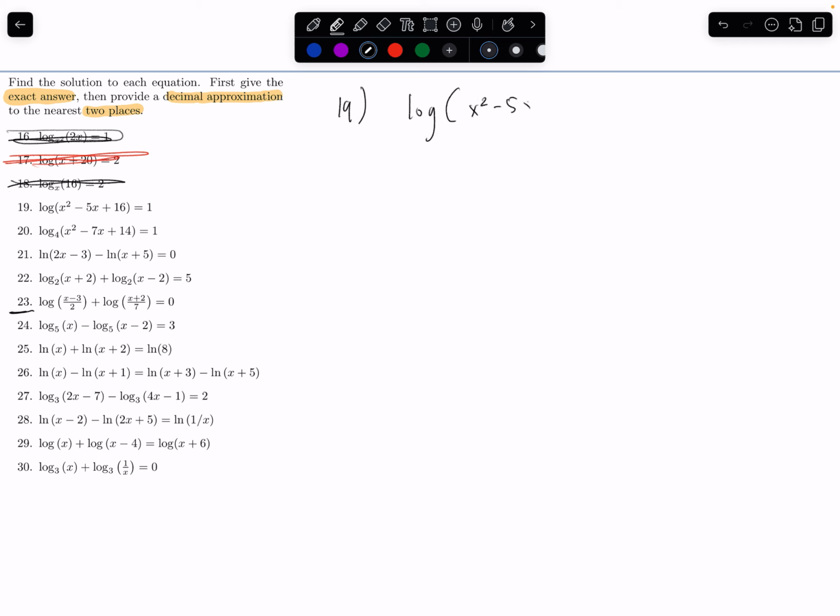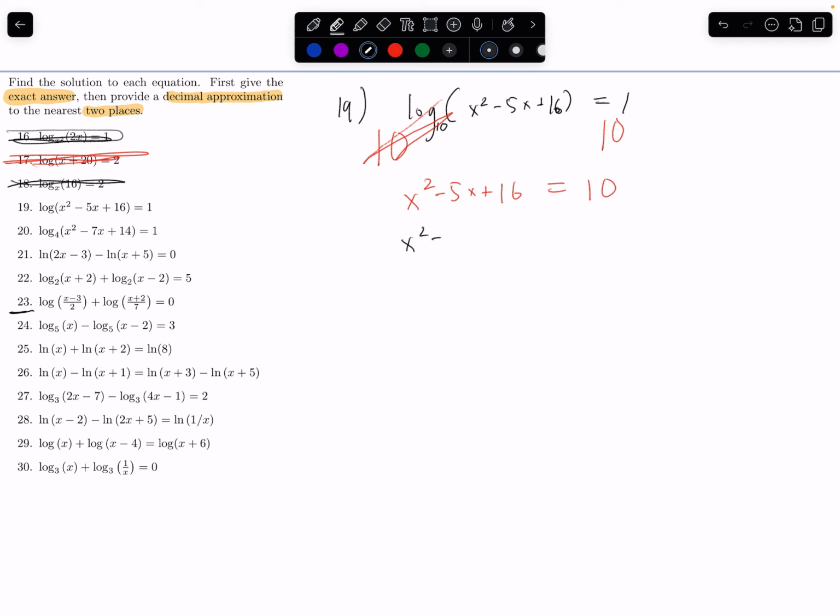Log of this big thing, x squared minus 5x plus 16, equal to 1. And remember, I just like to write the base in, even though they just write log for shorthand, and that's what appears on your calculator. I like to write it in so I explicitly remember what it is. Okay, that means I want to raise 10 to that power of log base 10, right? Again, those guys undo each other, giving me x squared minus 5x plus 16 on the left. And on the right, 10 to the 1 is 10.